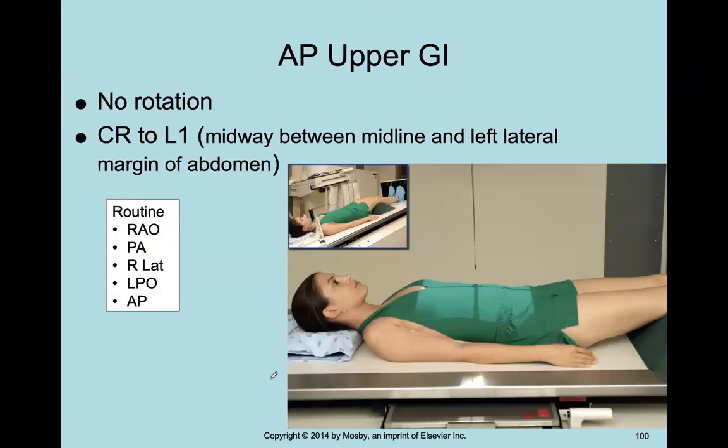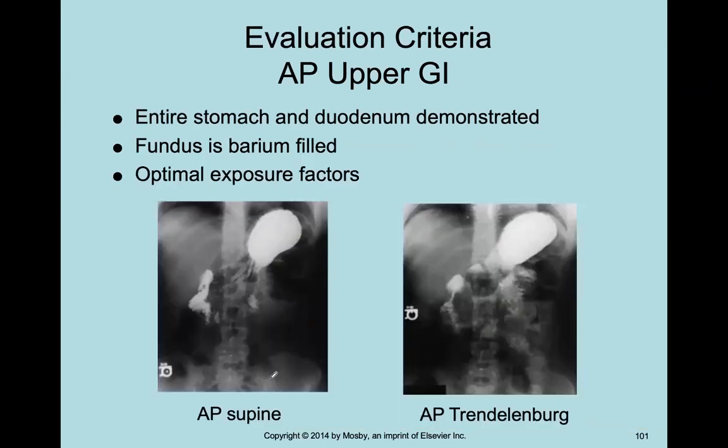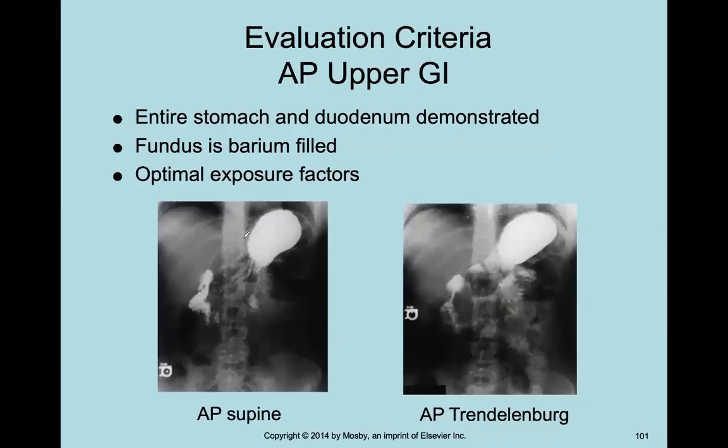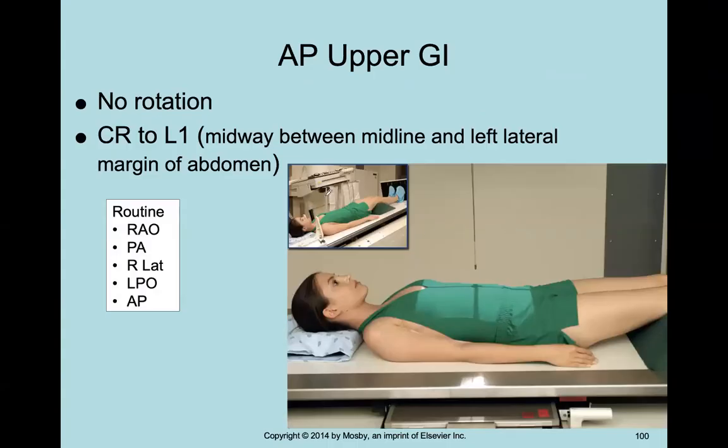And then we have our AP at the level of L1, and of course, according to their body habitus, you may have to center higher or lower. So this is AP. How do I know? Because there is barium in the fundus and air in the body. And this is AP Trendelenburg. Sometimes they do this if they're trying to demonstrate acid reflux. So they're like this, Trendelenburg.